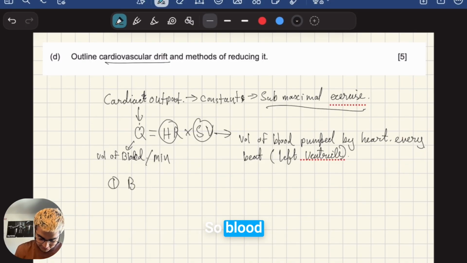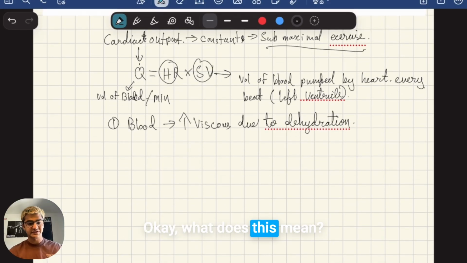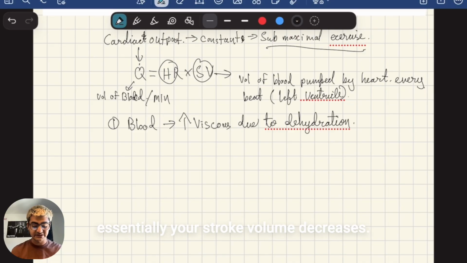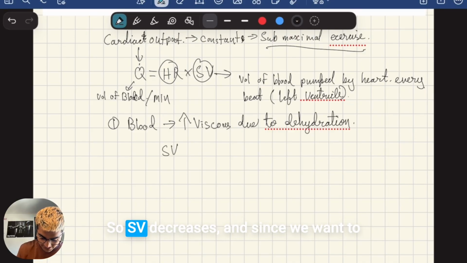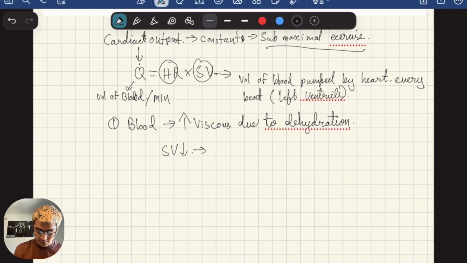So blood more viscous due to dehydration. Okay, what does this mean? When the blood becomes more viscous, the blood volume decreases and essentially your stroke volume decreases. So SV decreases. And since we want to maintain the same level of cardiac output, therefore, heart rate must compensate and increase.